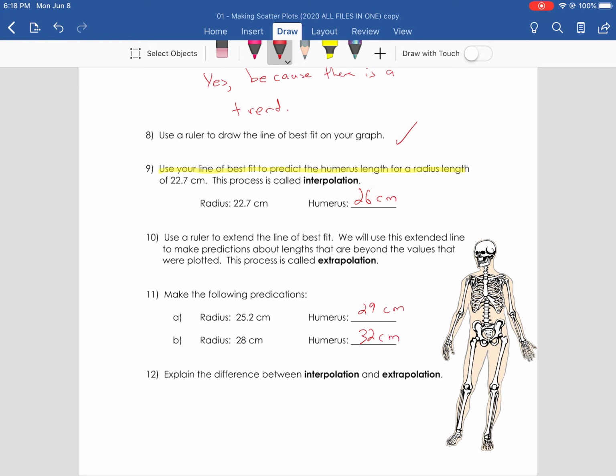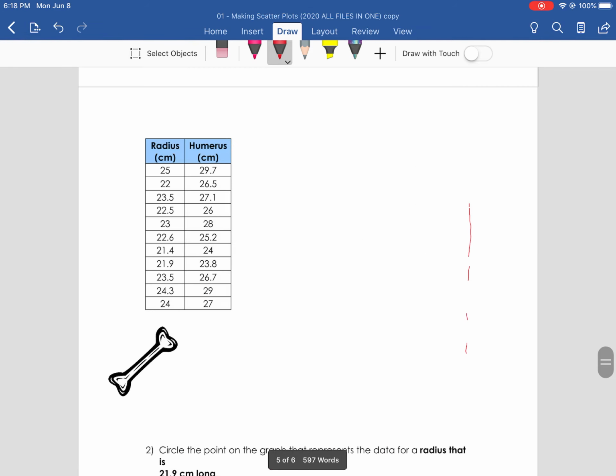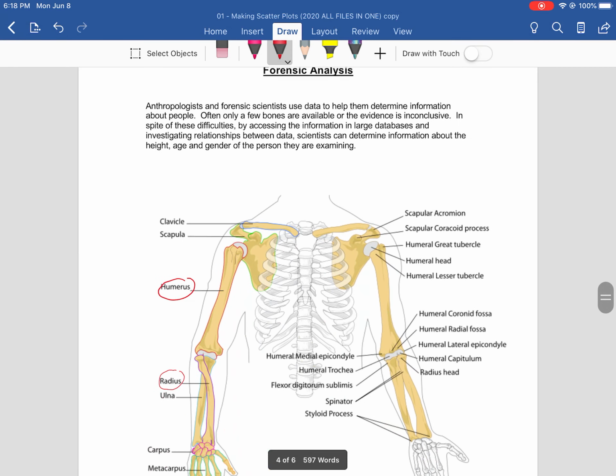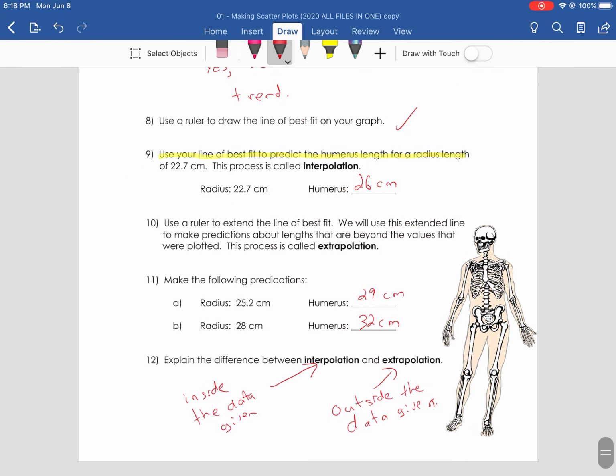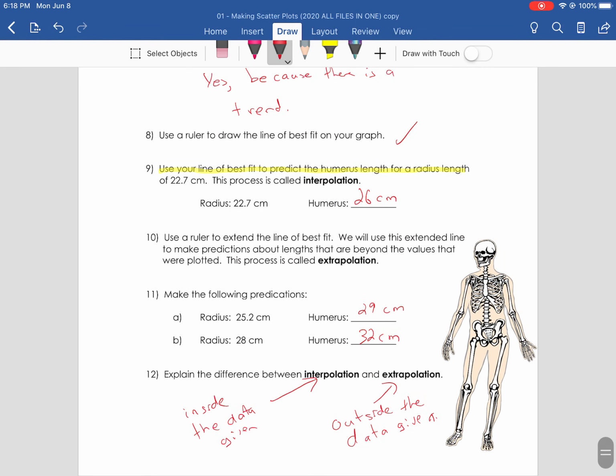So explain the difference between interpolation and extrapolation. Interpolation is inside the data given, and extrapolation is outside the data given. That's where you really have to use that line of best fit, when you go outside those points. Okay, so I hope that gives you an idea of how to do scatter plots and line of best fit and use them to make predictions. That's the big thing: use that line of best fit to make a prediction.